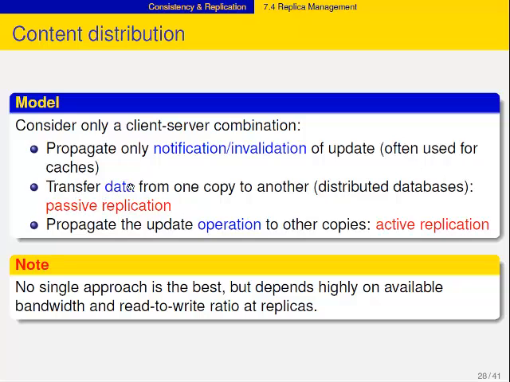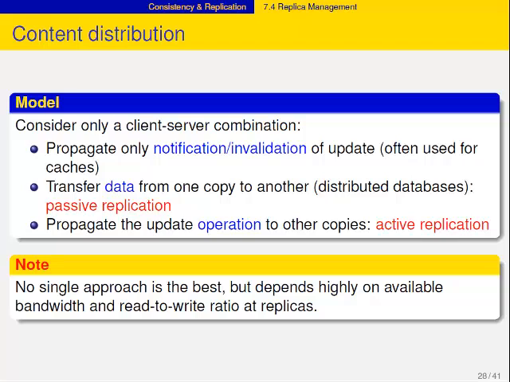You can transfer data from one copy to another. This generally happens in distributed databases. This is called passive replication. What this means is that if I, as a replica server, see an update, I move the entire updated data to my replica server. Right? So if a table is updated, I move the entire table and I overwrite the value that you see at the replica server. What you could also do is propagate the operation.